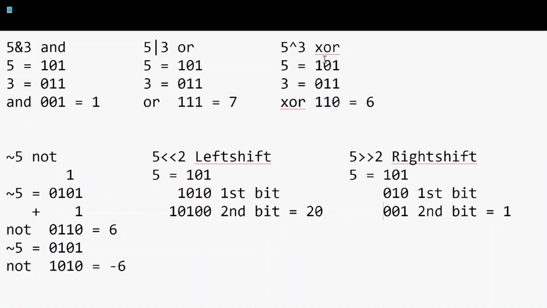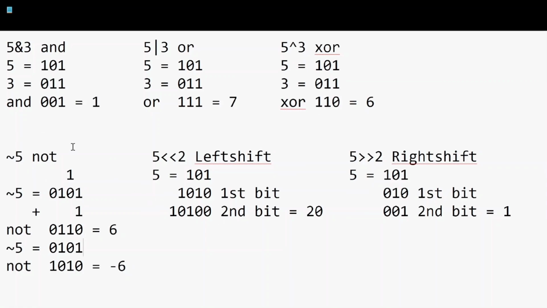Next is the XOR operation. So 5 is equal to 101 in binary, 3 is equal to 011 in binary. Now performing the XOR operation. So 1 XOR 0 is 1, 0 XOR 1 is 1 and 1 XOR 1 is 0. So 110 is equal to 6 in decimal, so 5 XOR 3 returns 6 while performing the XOR operation.